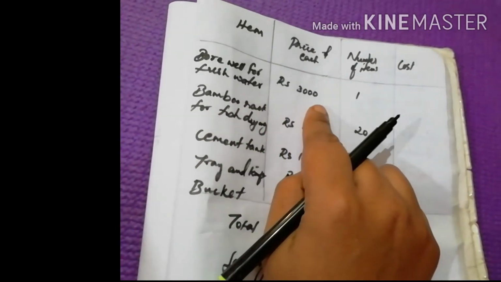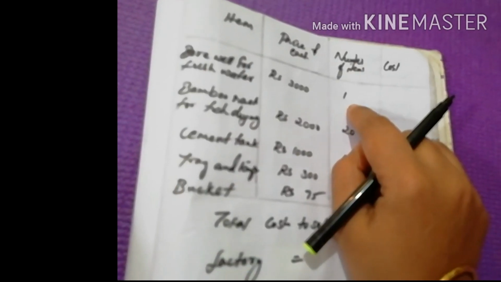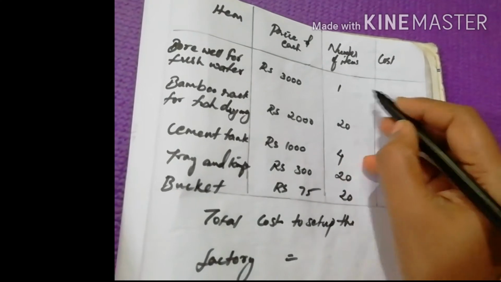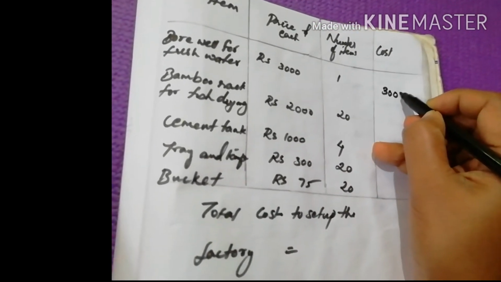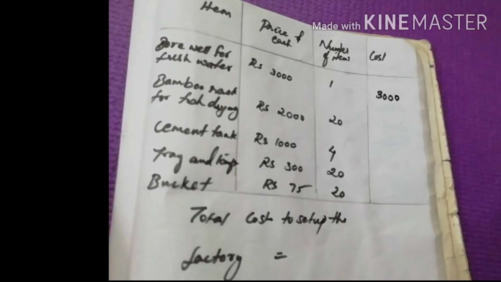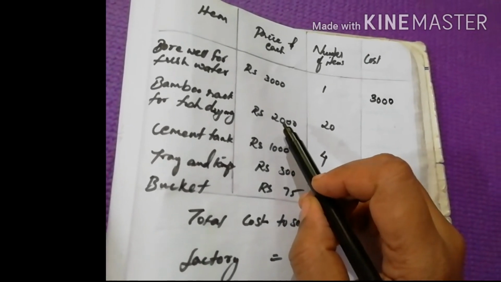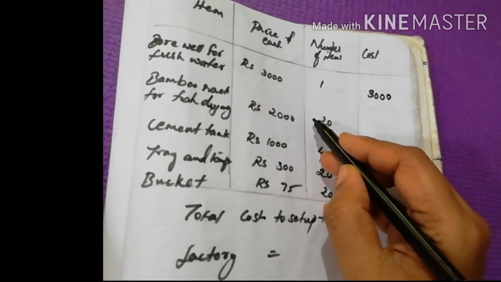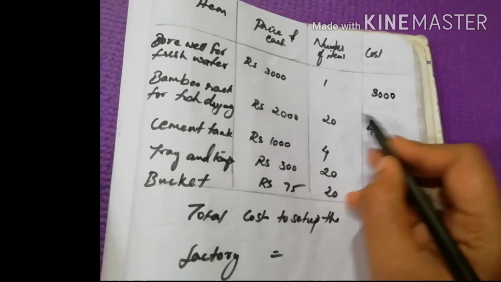Here it is rupees 3,000. The number of items is 1. So we need to multiply 3,000 into 1. That is, we get the same value. When we multiply with 1, we get the same value. So 3,000 itself. Next, 2,000 into 20. 2,000 into 20 means 2 into 2, 4. And we have 4 zeros.